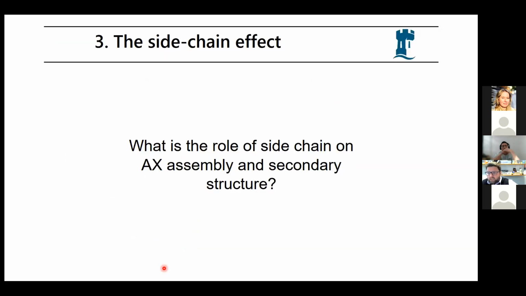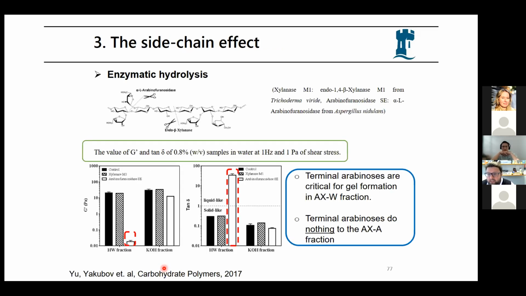So what is the role of the side chain on assembly and the secondary structure? We did a very simple enzymatic treatment of these polysaccharides. We cleaved terminal arabinoses using arabinofuranosidase, because most of the xylanases are not hydrolyzing these polymers because of the high level of substitution. So in this case, we're using arabinofuranosidase to treat these polysaccharides. And essentially what we see is a huge difference in the water fraction, which undergoes a transition from a gel to a liquid once you pull out these terminal arabinoses.